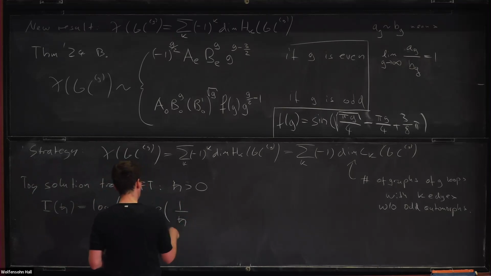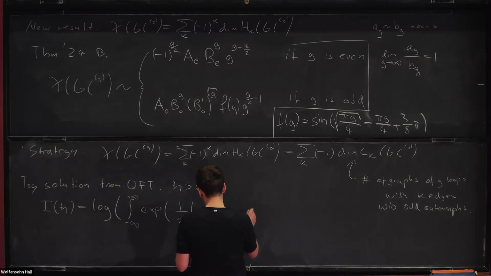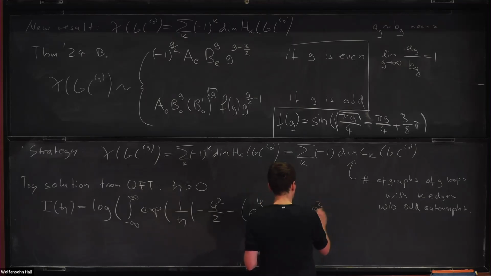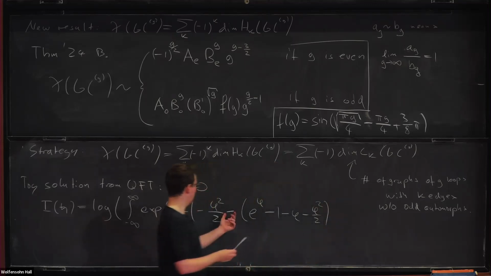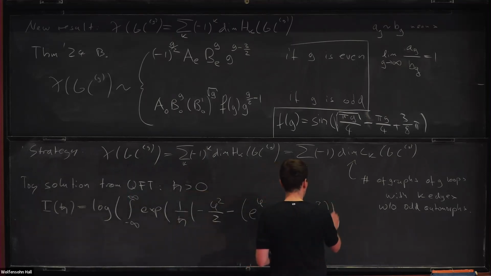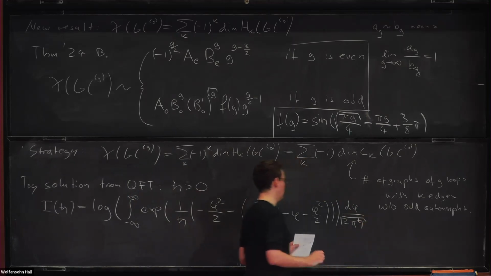We integrate over the exponent of 1 over h bar, and then there's some phi squared over 2 term, which is called the propagator suggestively. And then we have some interaction terms. In this case, it's e to the power phi minus 1 minus phi squared over 2, and here's a minus sign, which is important. And we integrate this over d phi normalized with square root of 2 pi h bar.